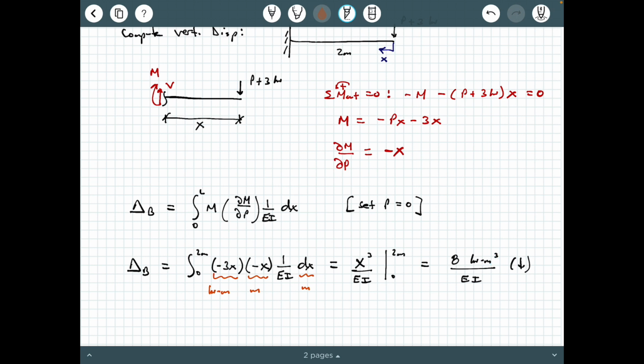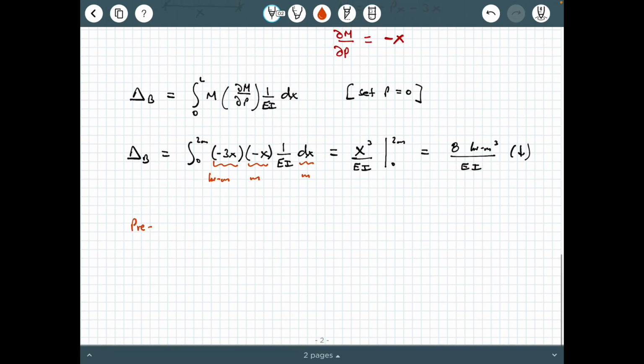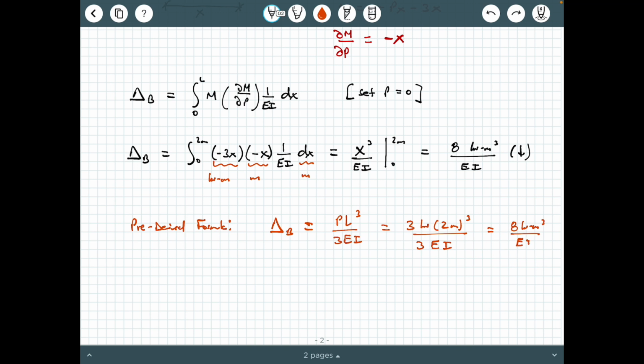Now let's check this with a pre-derived formula. From a pre-derived formula in any structural analysis or mechanics of materials textbook, you'll get delta B is PL cubed over 3EI. And so that would be 3 kilonewtons times 2 meters cubed over 3EI. And so you end up with 8 kilonewton meter cubed over EI deflecting down.